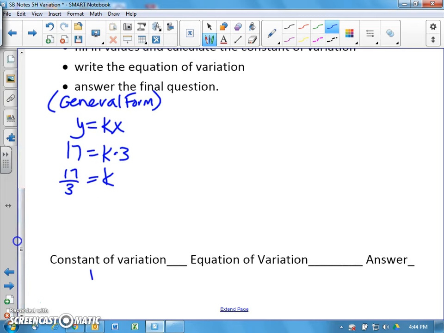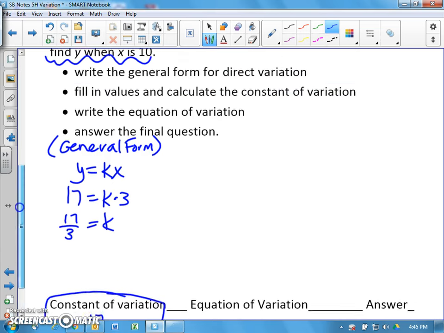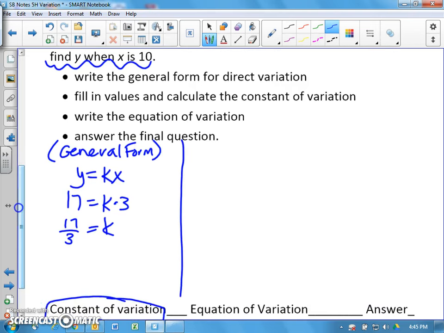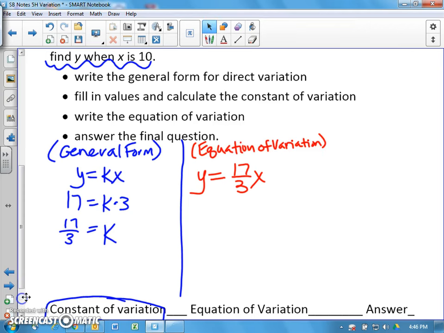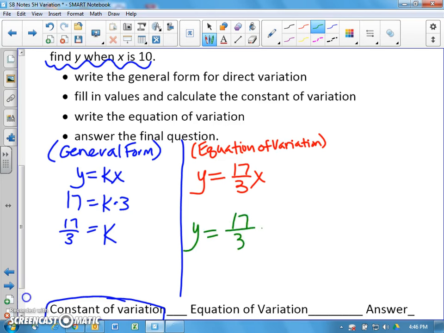So you need to be able to answer questions about each different piece of the equation. Now we're going to reset our equation. I know what k is, so I'm going to write a specific equation now using my k value. This is our equation of variation. Finally, we're going to move on to our specific task. Our task is to find y when x is 10. So I'm going to change x to 10 and simply calculate the value of y.